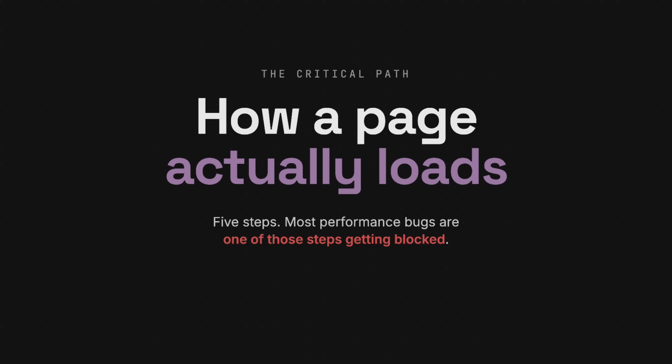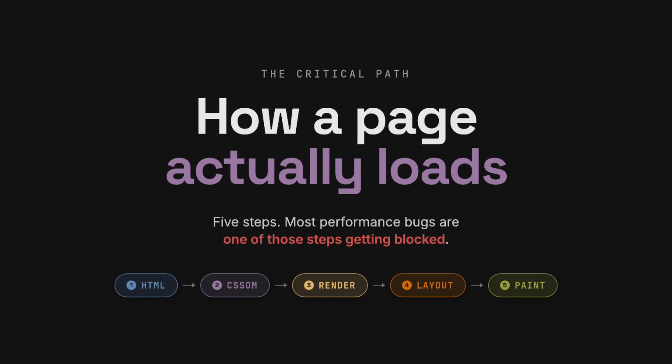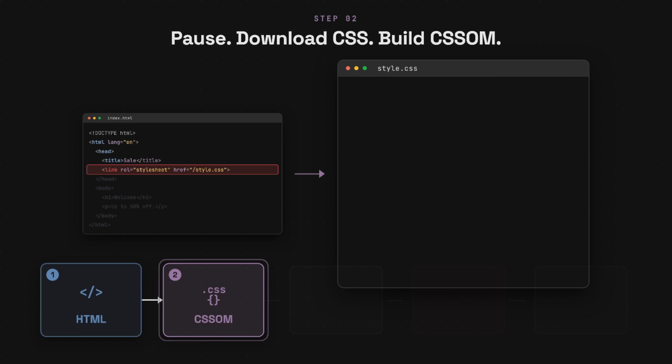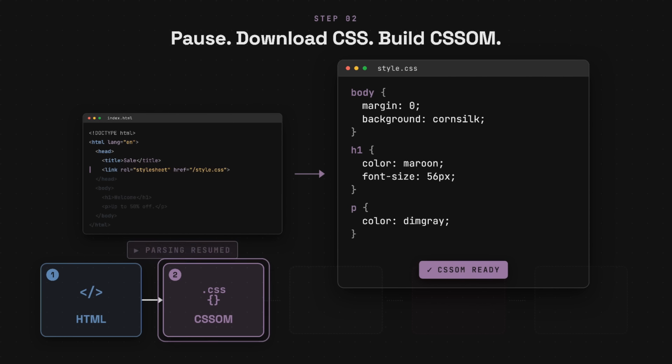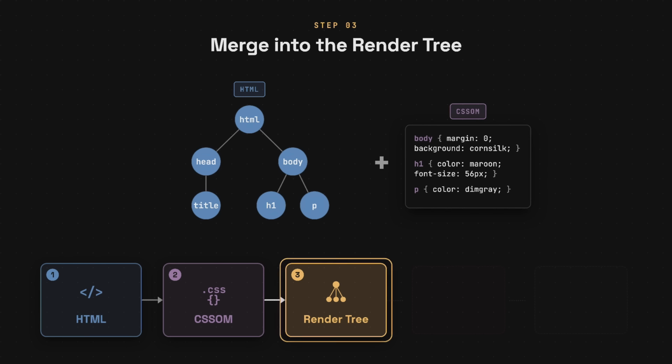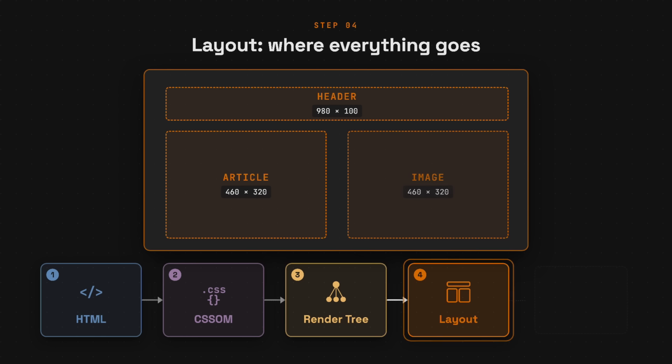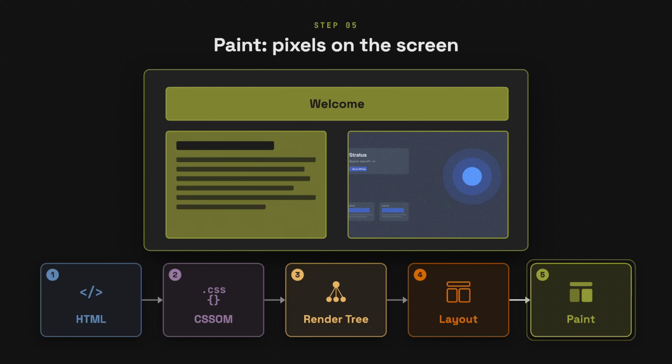To know which fixes actually work, you have to know what the browser is doing when it loads a page. It's a 5-step process, and most performance bugs are one of those steps getting blocked. Step 1, it downloads the HTML and starts parsing it. When it sees a style sheet, it stops. It can't draw anything until it knows how things should look. So it pauses, downloads the CSS, and parses that. Then it merges the HTML and the CSS into a render tree, what to draw and how to style it. Next, Layout figures out where everything goes, and Paint puts pixels on the screen.